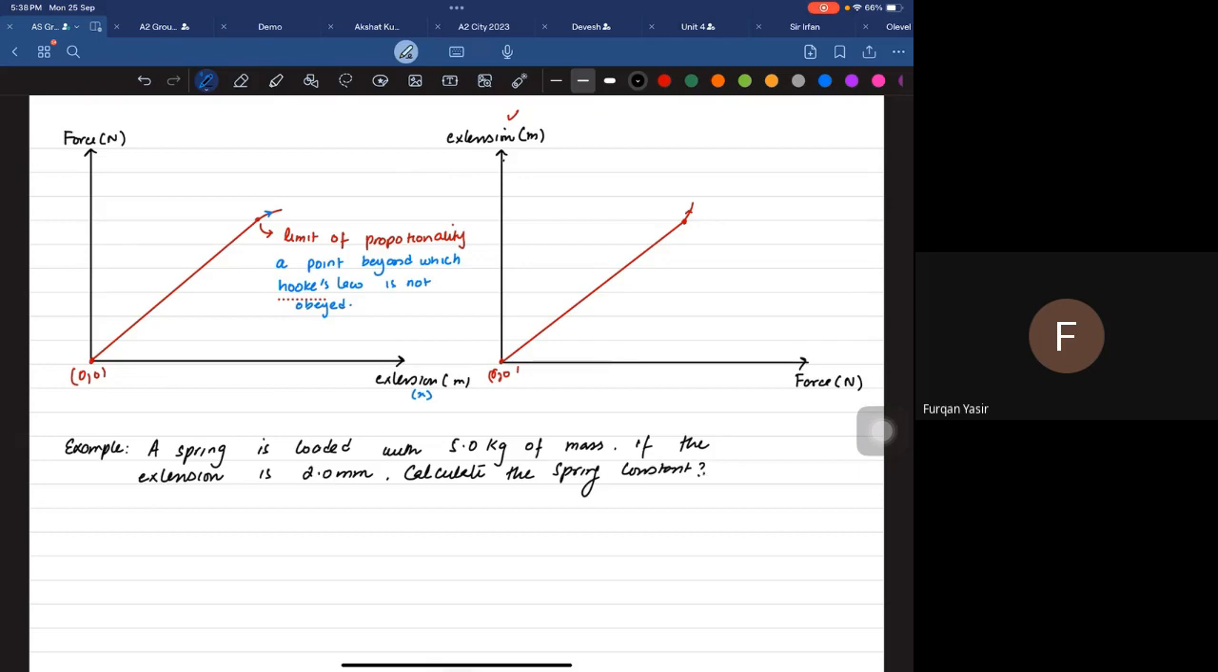Okay, let me change it a bit or elaborate. Spring constant in Newton per meter. Okay, this is what you would do. Can you quickly do this, please?